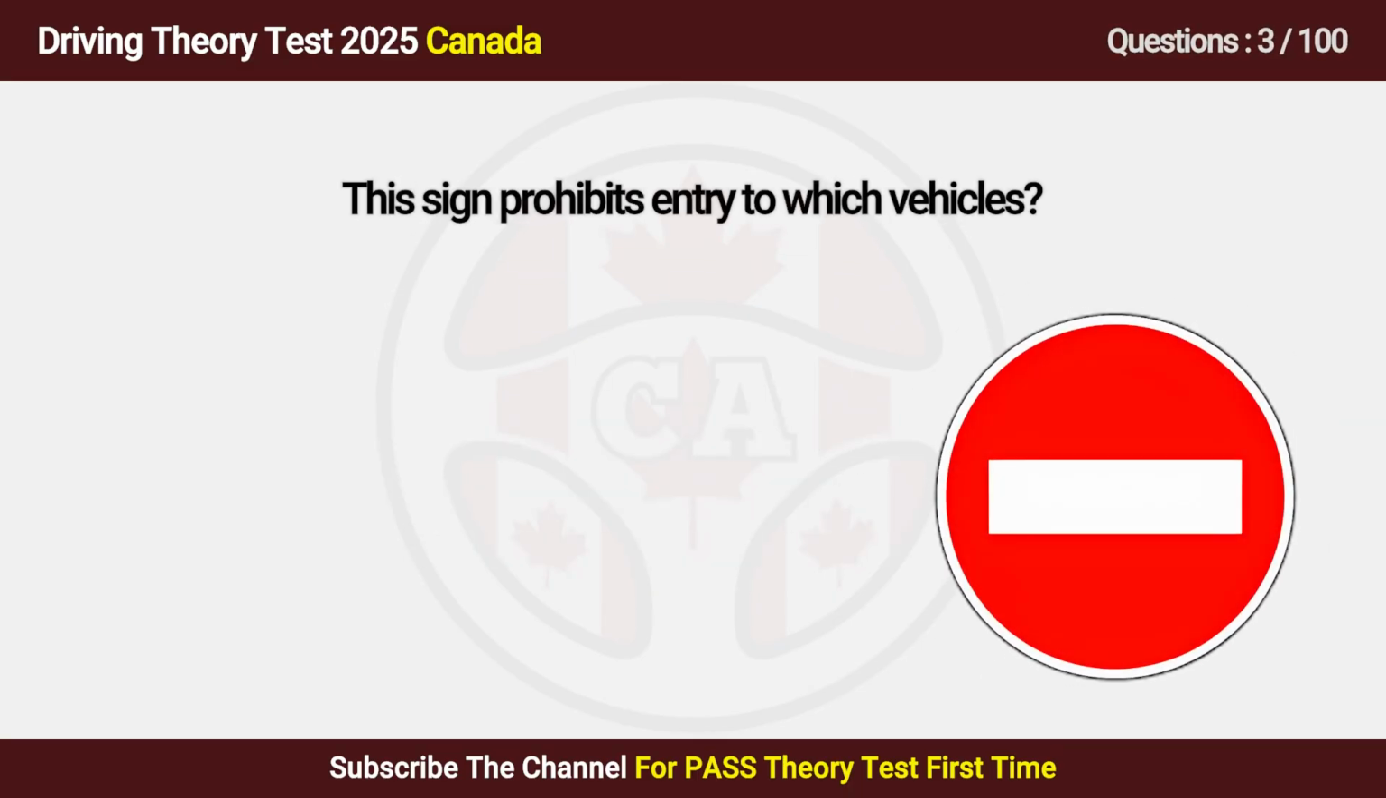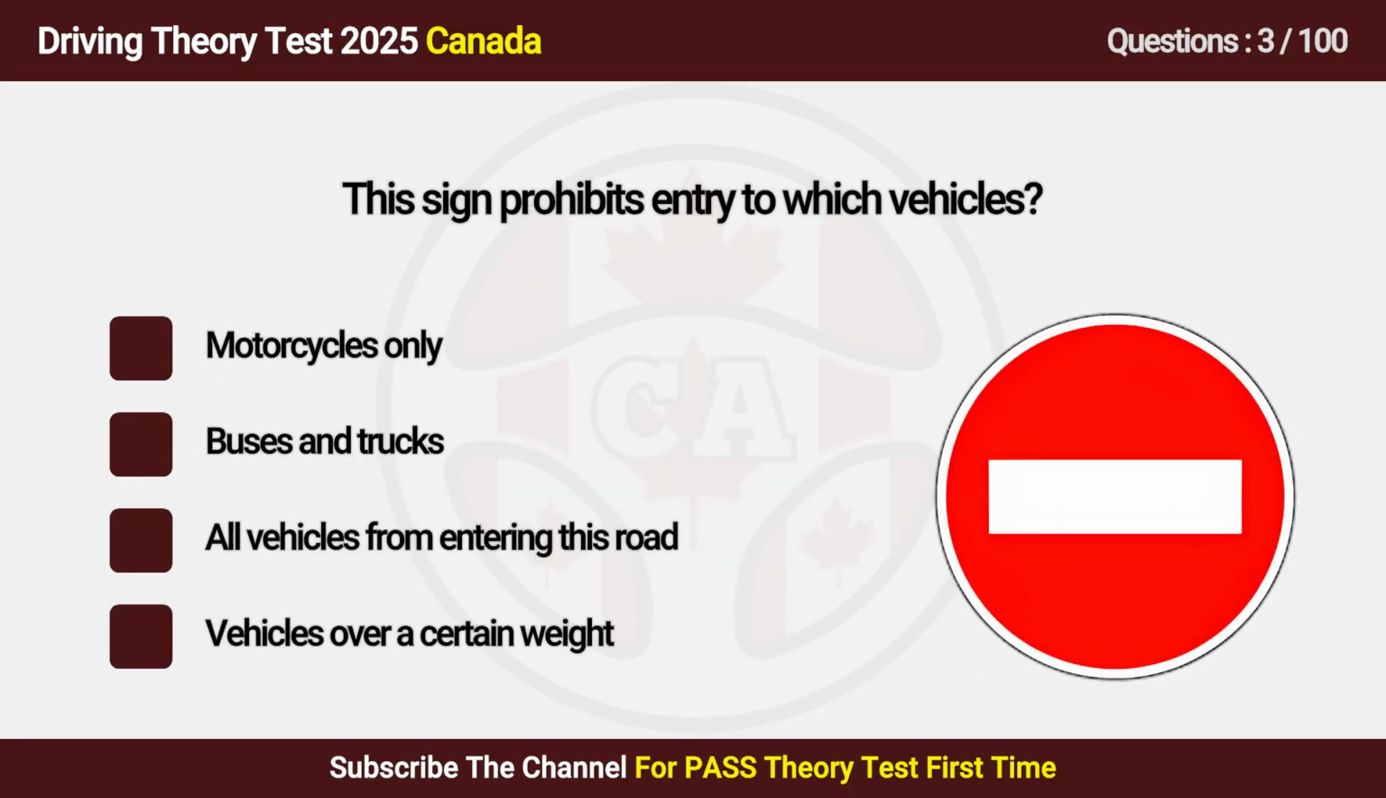Question 3. This sign prohibits entry to which vehicles? A. Motorcycles only. B. Buses and trucks. C. All vehicles from entering this road. D. Vehicles over a certain weight.